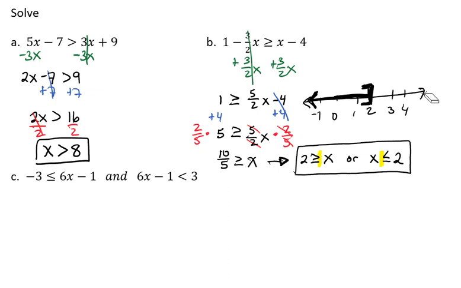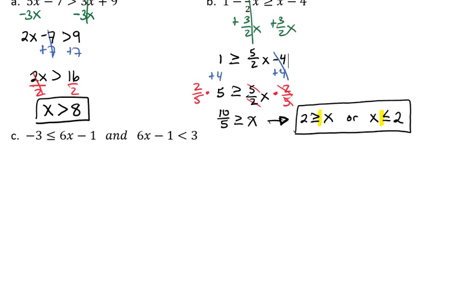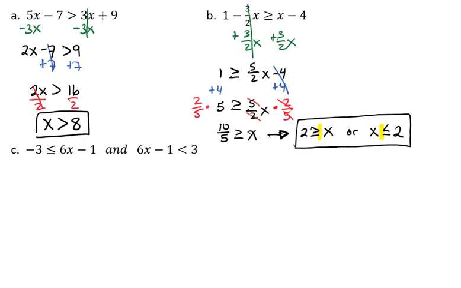All right, let's take a look at our last one. So our last example here is a double inequality. So we're going to go ahead and solve each side. We'll begin with our first side by adding 1 to each side, which is going to give us negative 2 is less than or equal to 6x. Then we'll divide each side by 6, which will give us negative 1/3 is less than or equal to x.